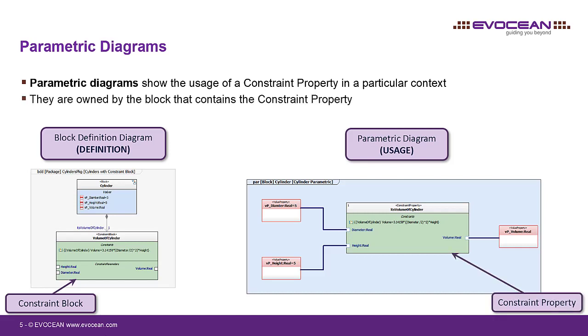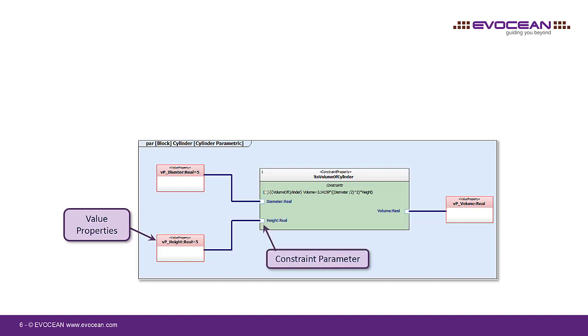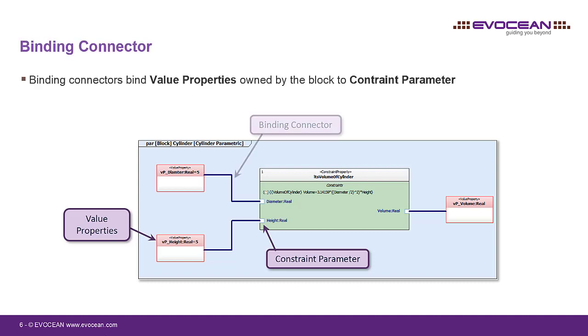The block which owns the constraint property is also the owner of the parametric diagram. In the parametric diagram, we connect the value properties of the owning block with the constraint parameter of the constraint property. The connection between the value properties of the owning block with the constraint parameters of the constraint property is called binding connector. The name of the value properties and constraint parameters can be different, but they must be of the same type.